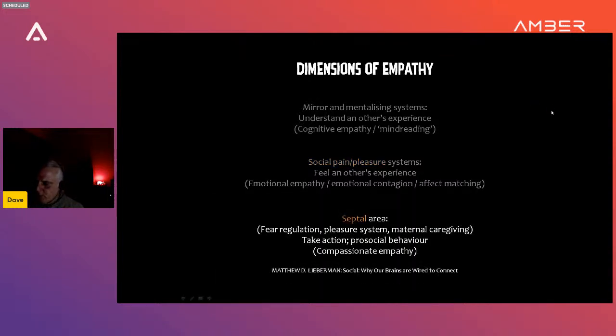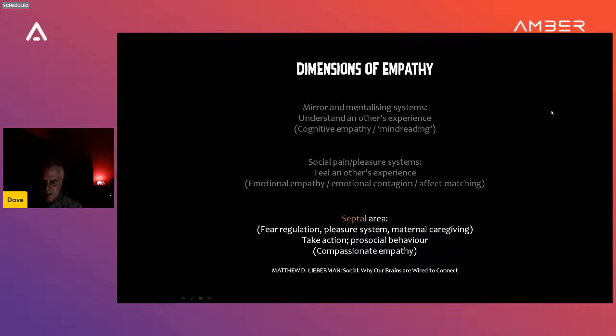Now, what's the end game of empathy? That's an interesting question. So finally, we see activity in this tiny part of the brain called the septal area. And we've known for a while the septal area is involved in fear regulation. It's a part of a pleasure system, so it gives us nice, happy neurochemicals. And it's involved in maternal caregiving. When you see rats with lesions in the septal area, they suddenly become really bad parents, and they neglect their young, and they produce less milk.